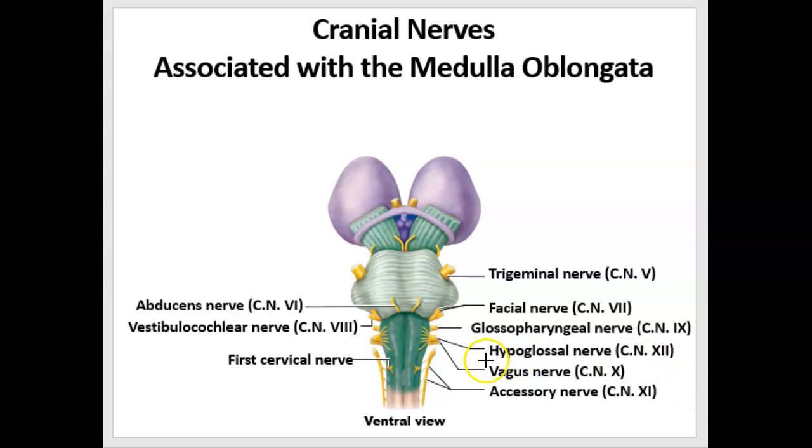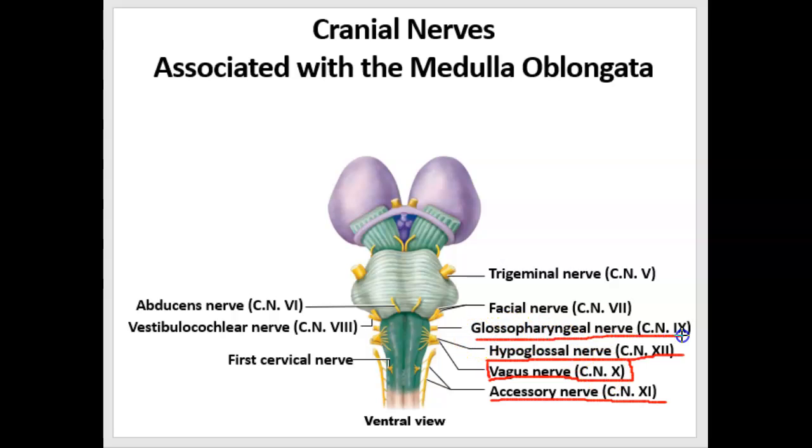The 12th cranial nerve, the last one, is called the hypoglossal nerve. Glossal refers to the tongue. And the accessory nerve is the 11th one. That actually controls a muscle in your shoulder, which is interesting, huh? Very varied in this location. The vagus nerve is a major autonomic nerve. That's the one that runs to your heart and to many other internal organs.